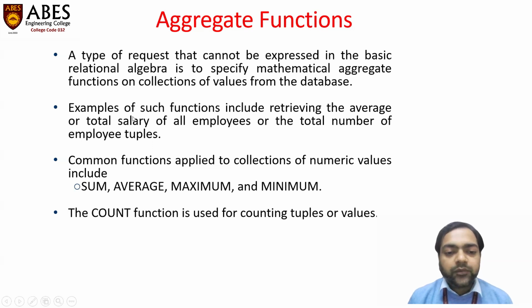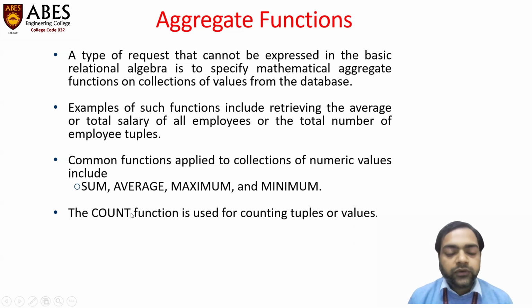Examples of such functions include retrieving the average or total salary of employees or the total number of employee tuples. So if we talk about aggregate functions, there are a total of 5 aggregate functions available in a relational database management system. That will be count. Next we have sum, next we have average, maximum and minimum, right?